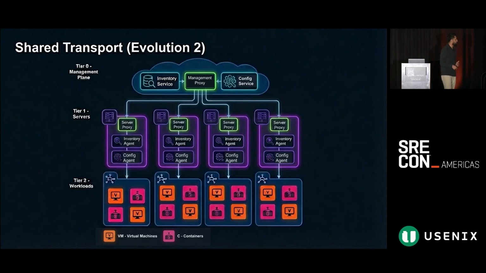And in this process, we had reduced the number of connections again from 5,000 to just 1,000, because now there was just one connection from every server to the management plane. That also helped us scale better as we added more and more features.